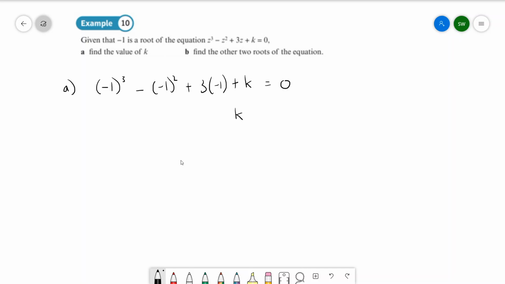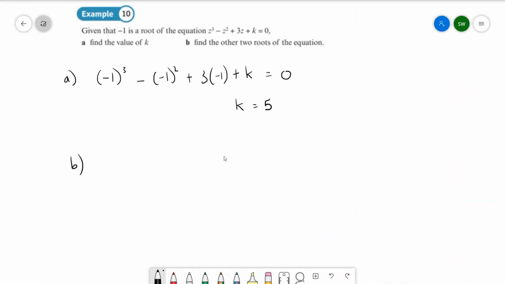So if we solve that, we'd get k is equal to 5. In part B, we're going to try and use this fact to find the other roots of the equation. So our aim is to take this cubic, which we don't know how to solve at the moment, and we know k is 5. And we're going to try and factorise it.